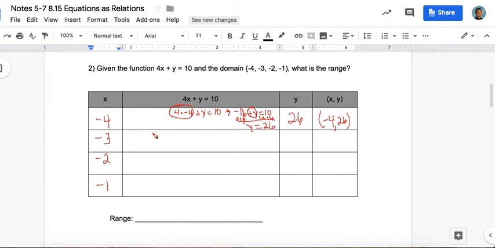Okay, next one, we're going to plug in negative 3, and they're all going to be solved the same way. Plus y equals 10. Now, let's take these and figure it out. 4 times negative 3 is negative 12 plus y equals 10. Now I have to circle my variable and draw my t. How do you cancel out 12 negatives? 12 positives. And 10 plus 12 is 22.